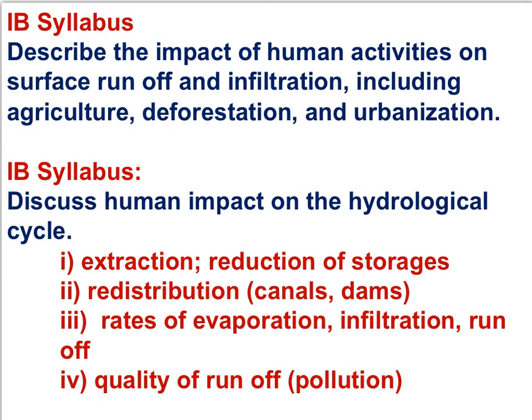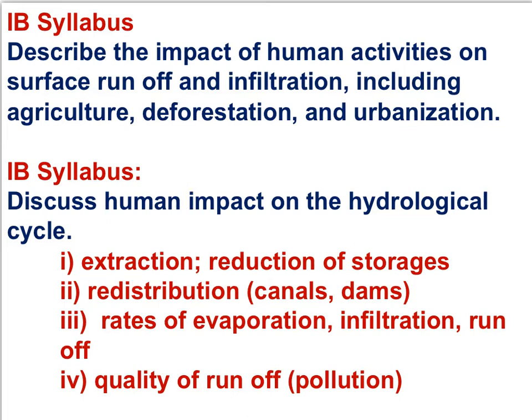Here are 2 IB syllabus statements that provide specificity to the examination of human impacts on the hydrological cycle. Describe the impact of human activities on surface runoff and infiltration, including agriculture, deforestation, and urbanization. Discuss human impact on the hydrological cycle. Now, human activities are having the following impact on the cycle.